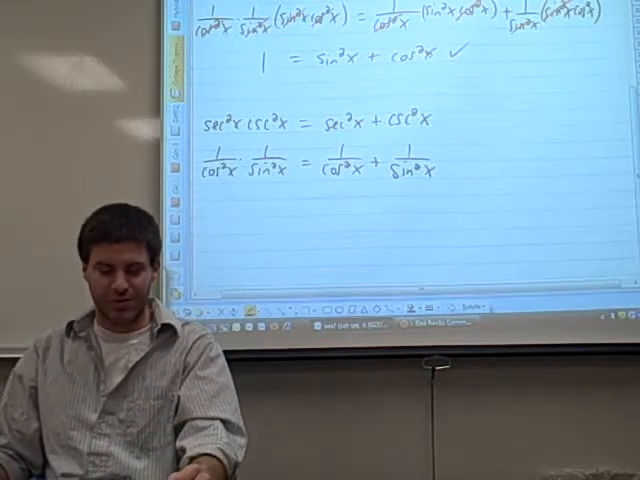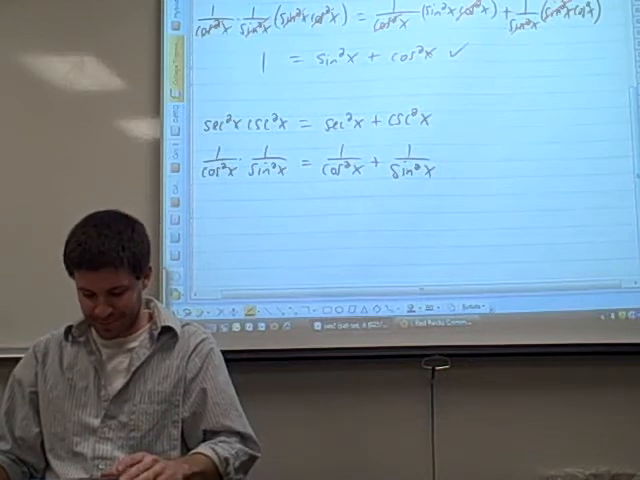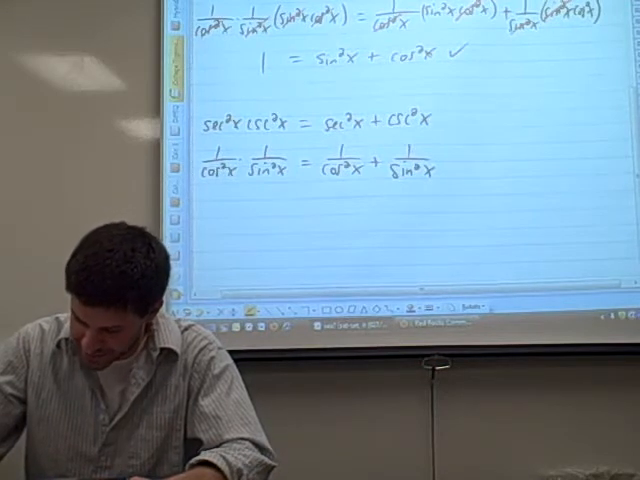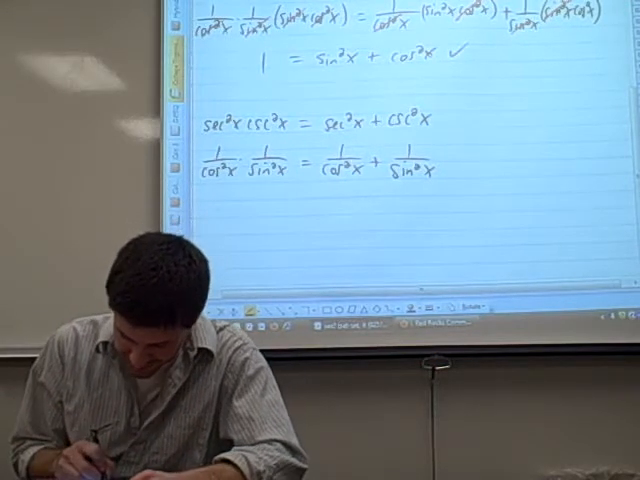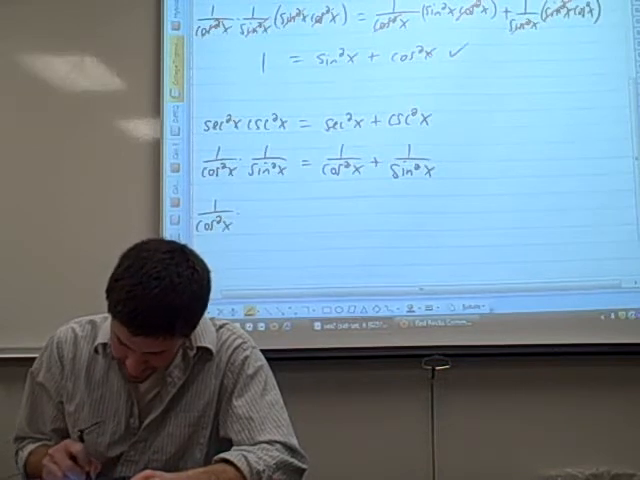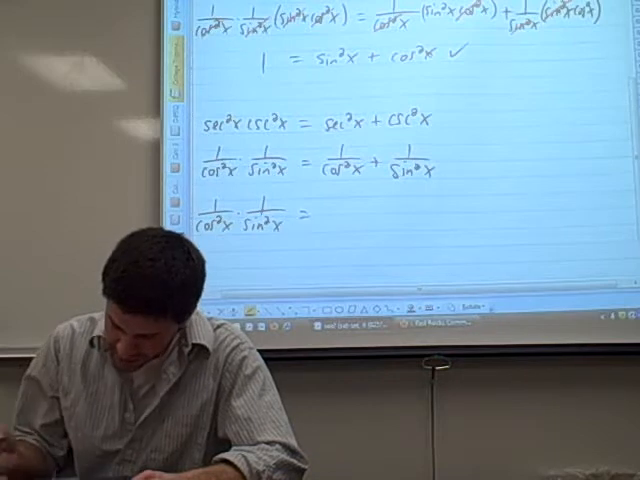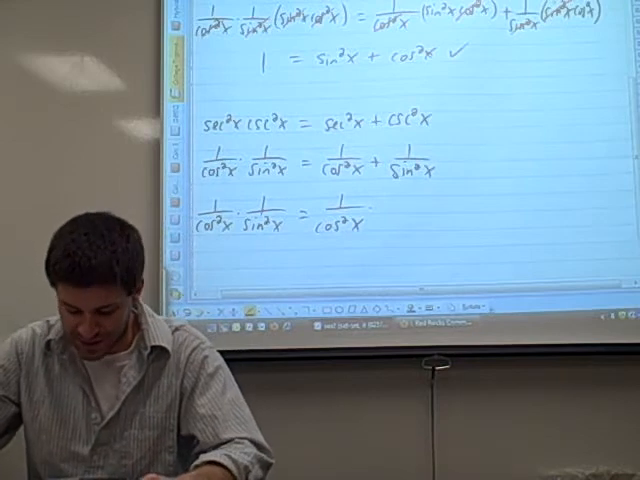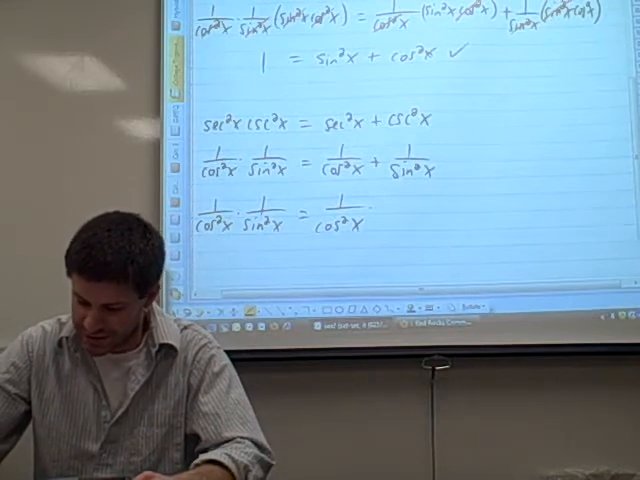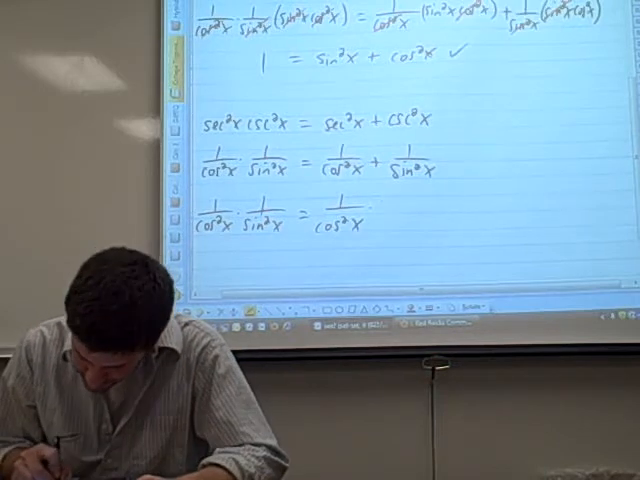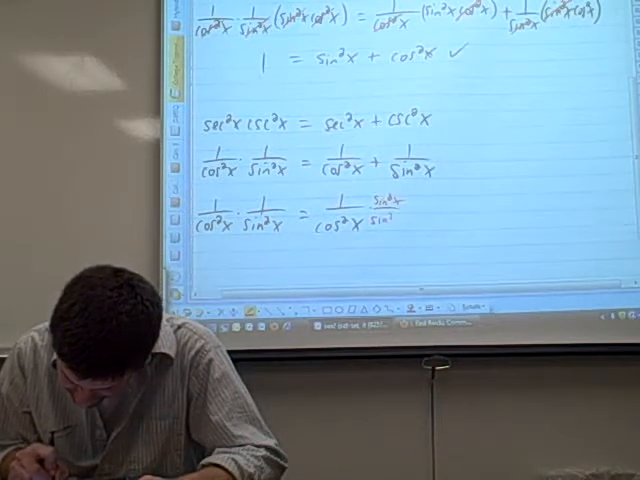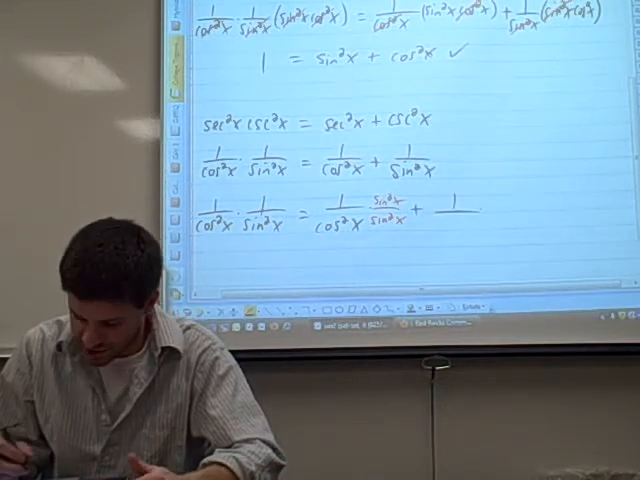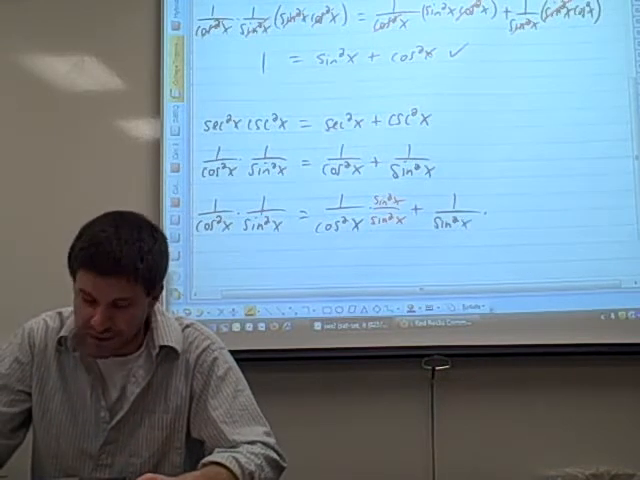Okay, so what you might think of doing, you might be hardwired to find a common denominator on the right-hand side, and that is perfectly fine. Now, to find a common denominator on the right-hand side, I'm just going to copy down the left side. What we're going to have to do is multiply the cosine term by a sine squared over sine squared. Then we're going to have to multiply the 1 over sine squared term by cosine squared over cosine squared.